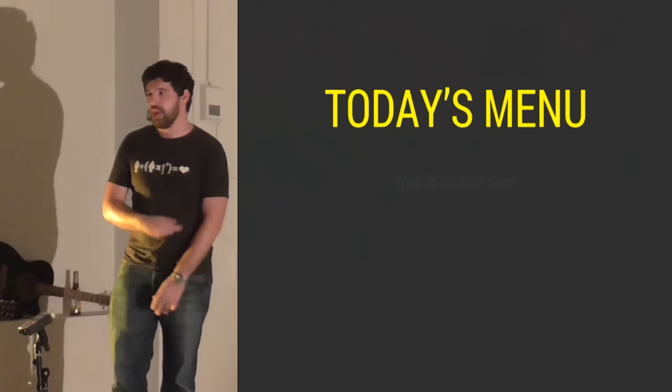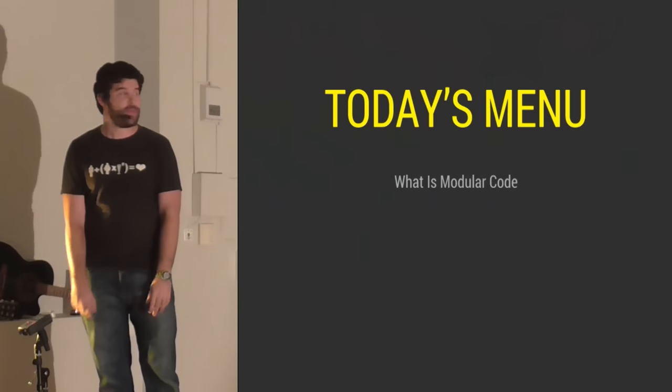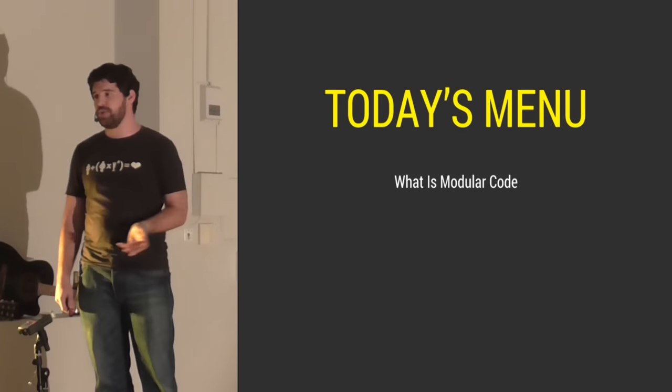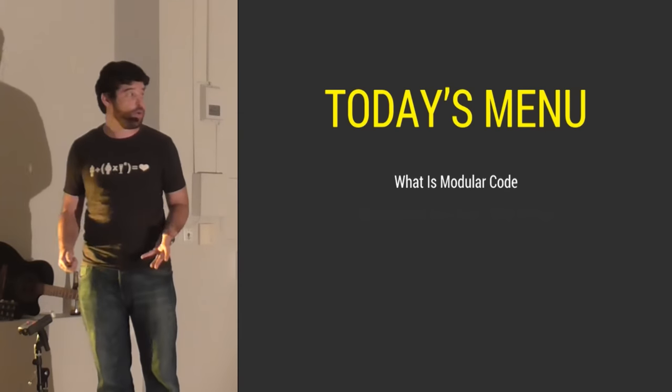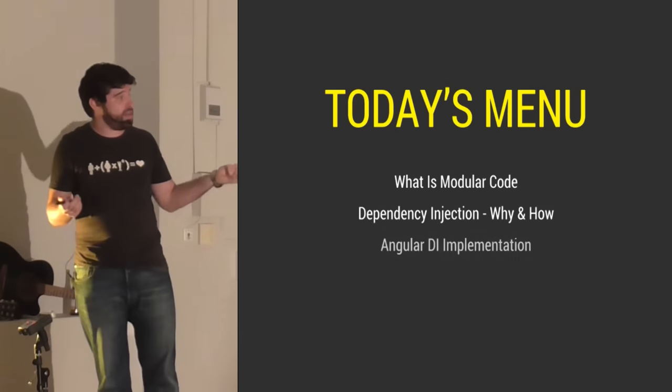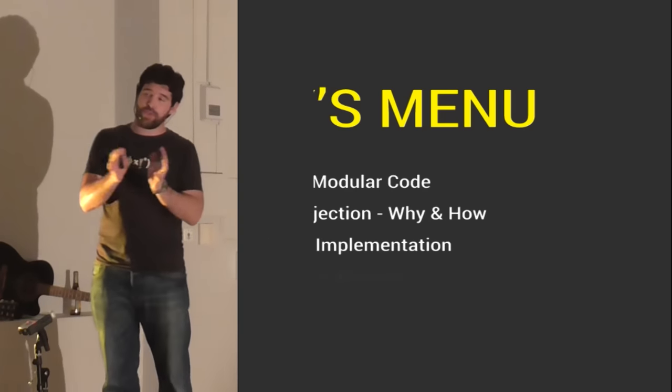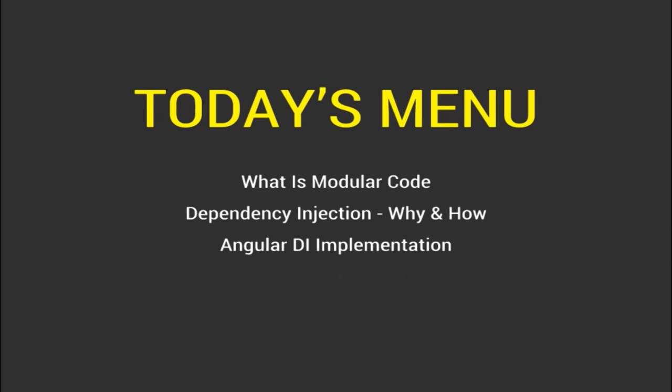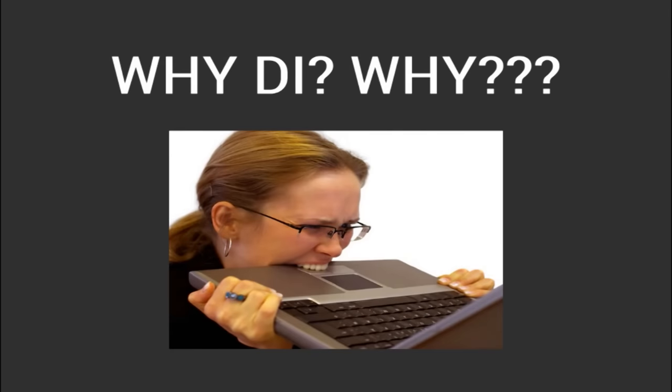Okay, that's me. What's on today's menu? We are going to talk about what is modular code, what is dependency injection, and why use it. Next, we're going to move to the Angular DI implementation, dependency injection implementation, and Angular modules, and the services API, how you can define services and stuff.